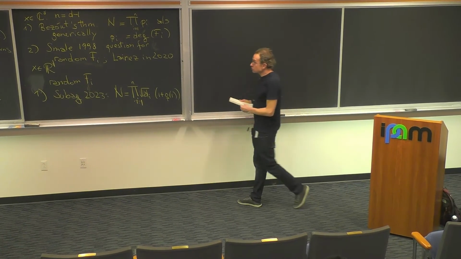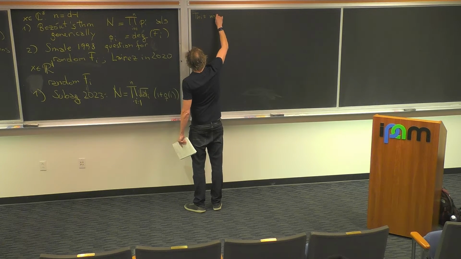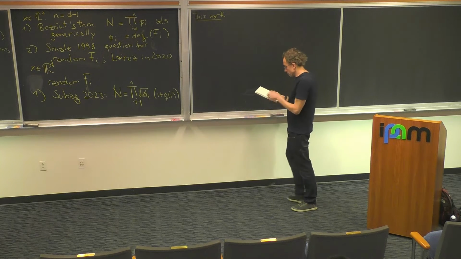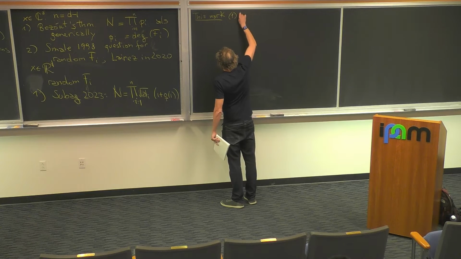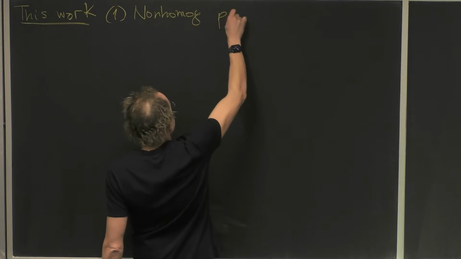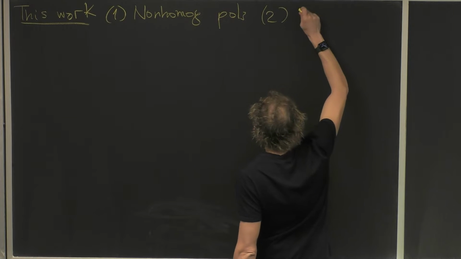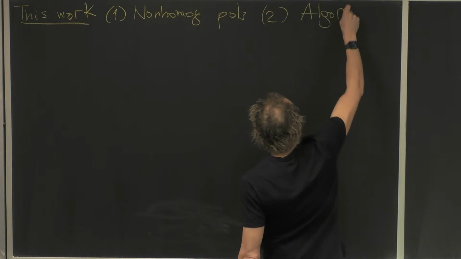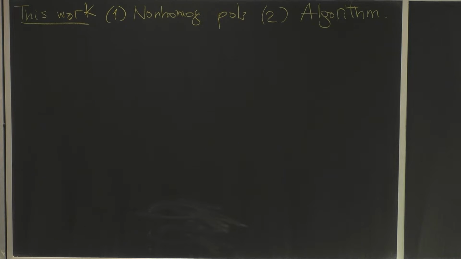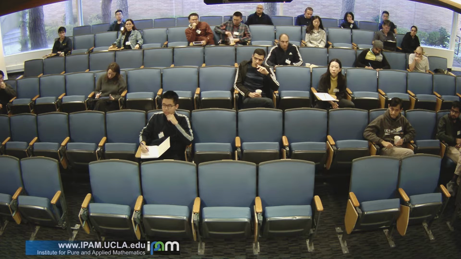So in this work, we have a paper that is on the arXiv, and another one that will be out soon. We look at one, non-homogeneous polynomials, and two, the computational question, all of this over the reals. So the algorithmic question: are there algorithms to find all solutions? Find one solution. So the question is to find one solution. So what will be the model?